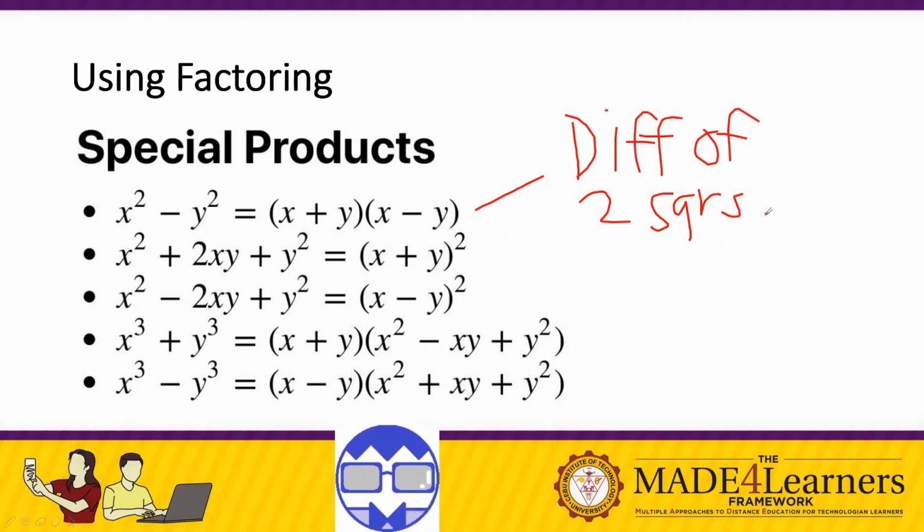x squared plus 2xy plus y squared equals the quantity of x plus y squared, and also x squared minus 2xy plus y squared equals the quantity of x minus y squared. So this is our square of a binomial.